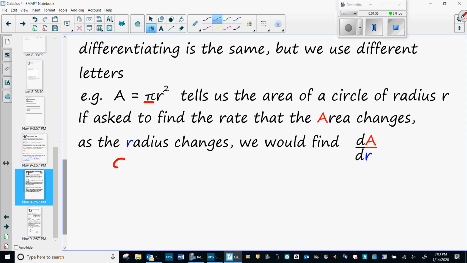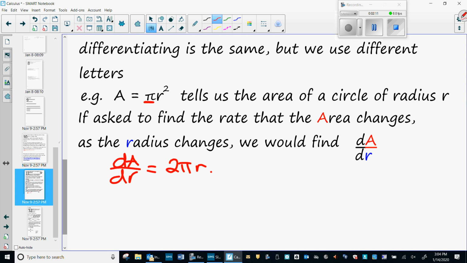So if we were trying to find dA/dr, how would I do that? Don't rush at once. What's the rule? How do we differentiate pi r squared? Power comes in front, take one off the power. That is the formula for the circumference of the circle. So the rate at which the area changes is the same as the formula.